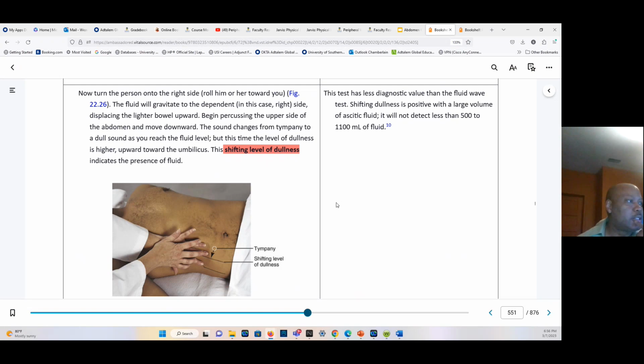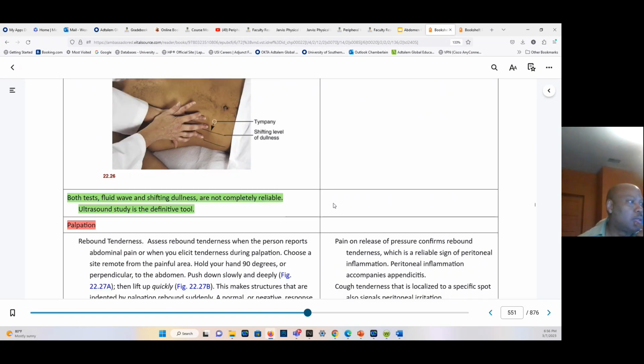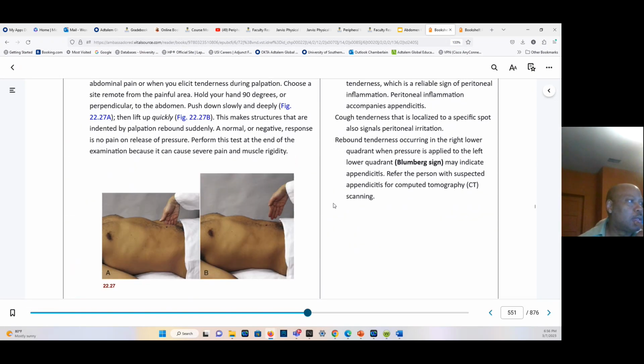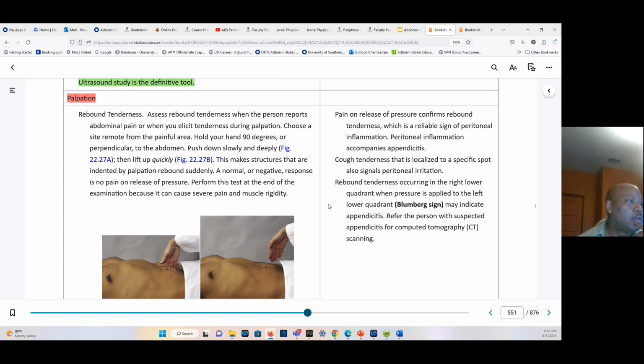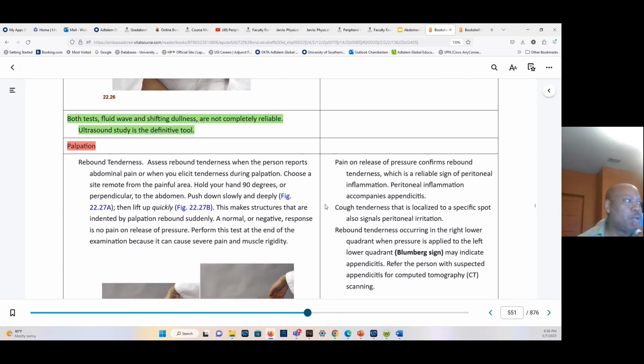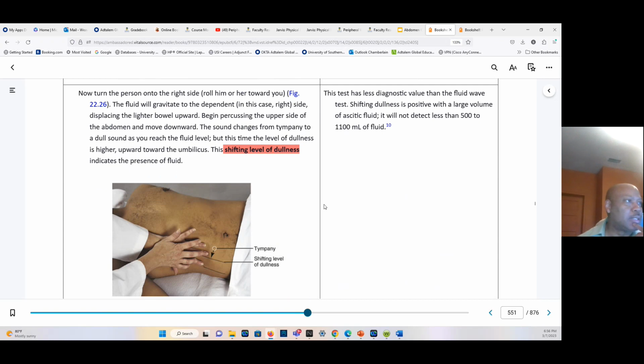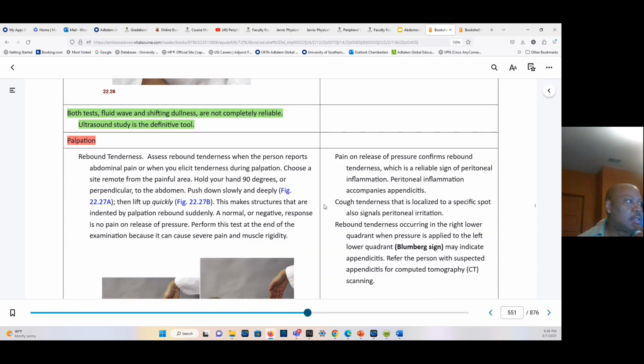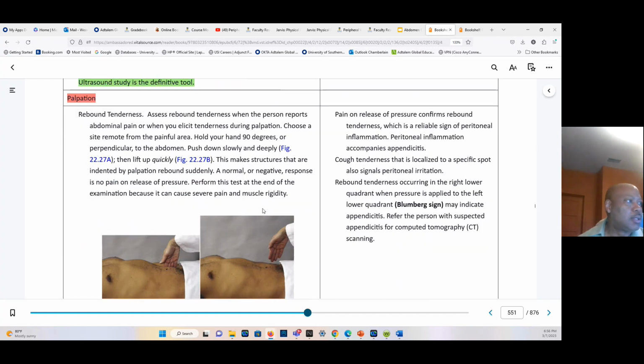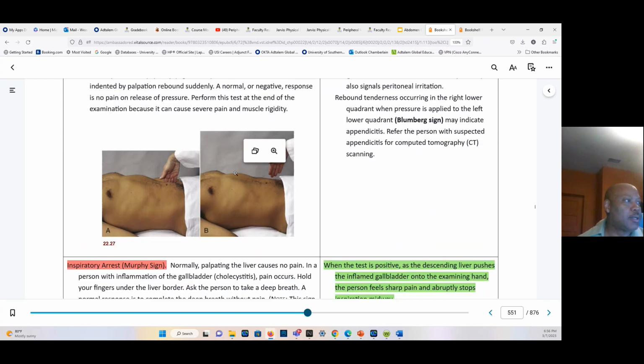All right, palpation. This just shows you how to do these different tests, these examinations. Yeah, the rebound tenderness here.